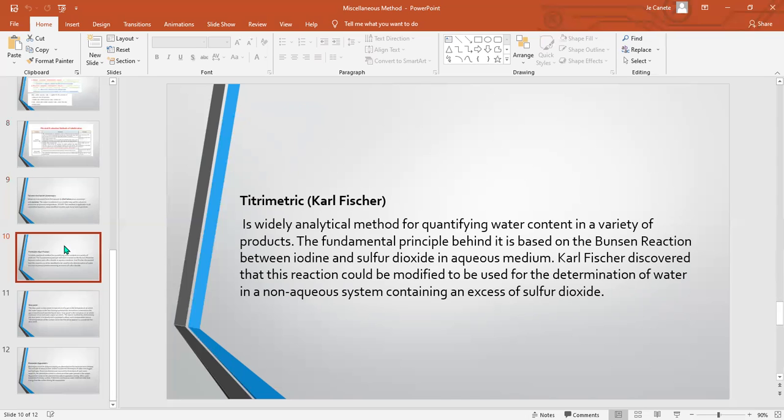Titrimetric Karl Fischer is a widely used analytical method for quantifying water content in a variety of products. The fundamental principle behind it is based on the Bunsen reaction between iodine and sulfur dioxide in an aqueous medium. Karl Fischer discovered that this reaction could be modified to be used for the determination of water in a non-aqueous system containing an excess of sulfur dioxide.